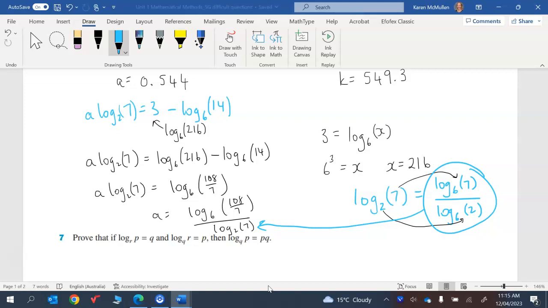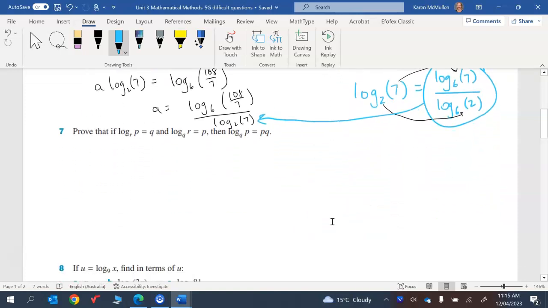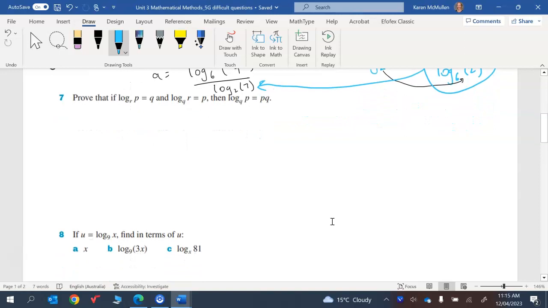You do have to end up with an approximate answer, 0.544. There's no way you can do that without a calculator. So we'll just end there, and future questions we will be using change of base again. So it's not the first time we're going to see it. Sorry, it is the first time, but it's not the only time we're going to see it. All right, let's move on to question 7.